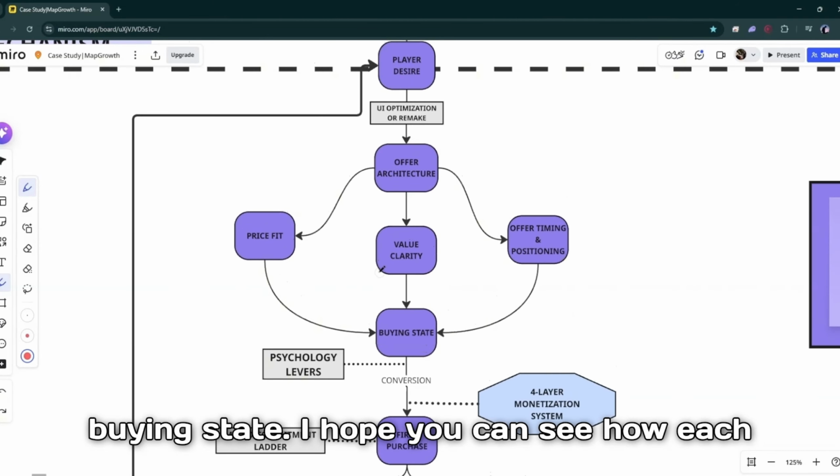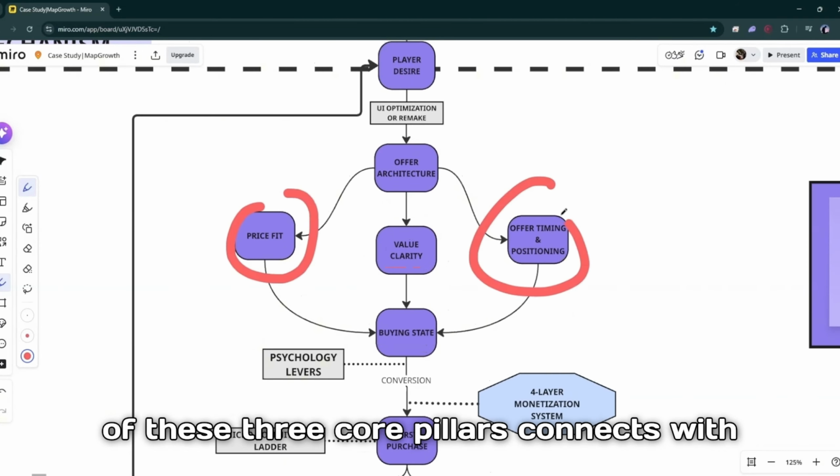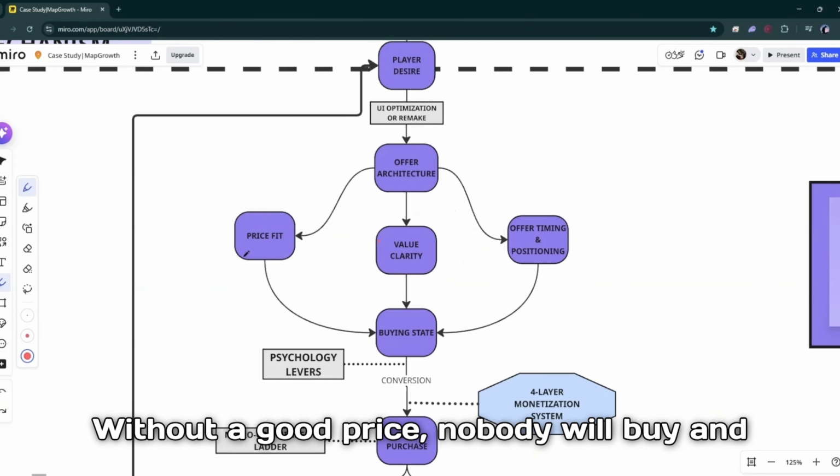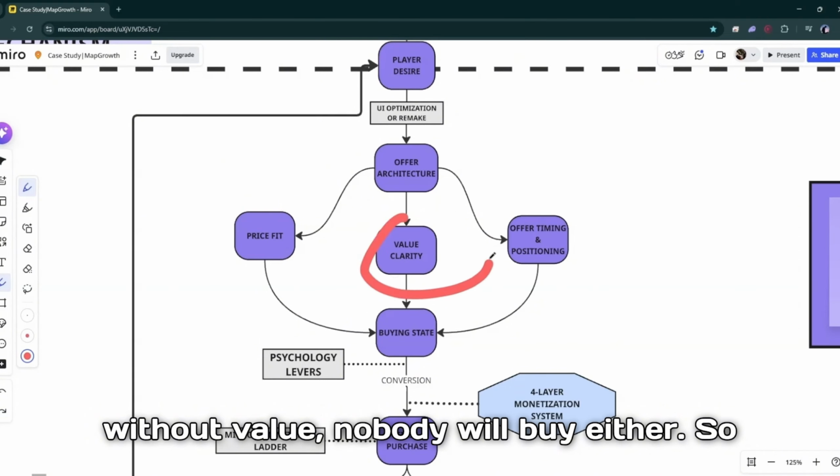I hope you can see how each of these three core pillars connects with each other. Without value, there is no point in offer timing and positioning. Without a good price, nobody will buy, and without value, nobody will buy either.